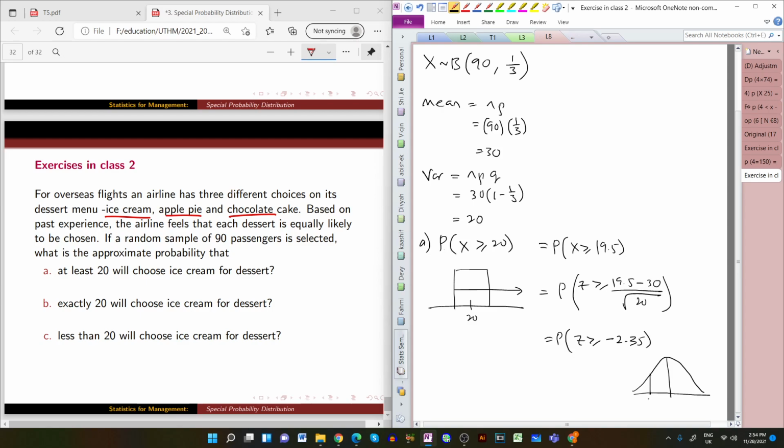This is the black shaded region, and you want to find this in your table. If you find this, it would be 1 minus this, and this would be the answer.